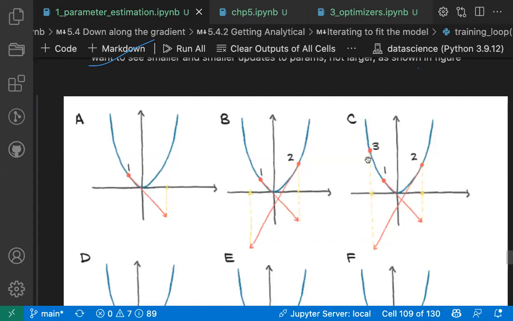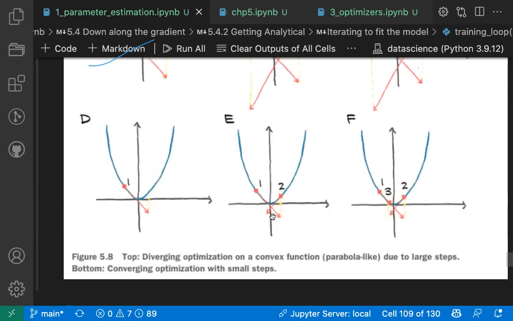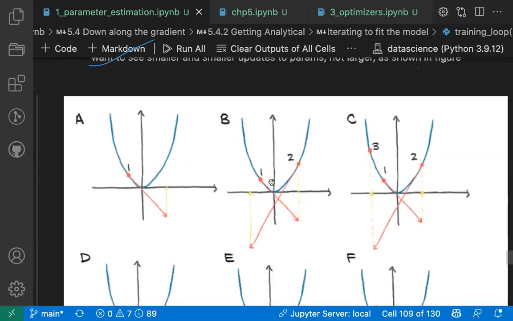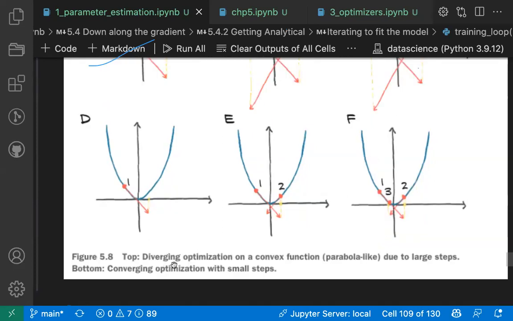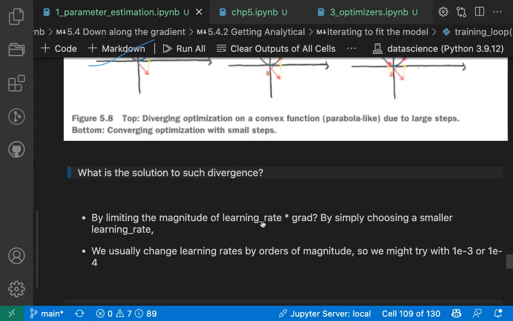So we should initialize our weights to be reasonably small and things like that. Can you see that? And now we will not be oscillating. But with some kinds of initialization, we'll have what is called divergence. So our function will not converge, it will diverge. But what is the solution? By limiting the magnitude of learning rate times gradient, by simply choosing a smaller learning rate.